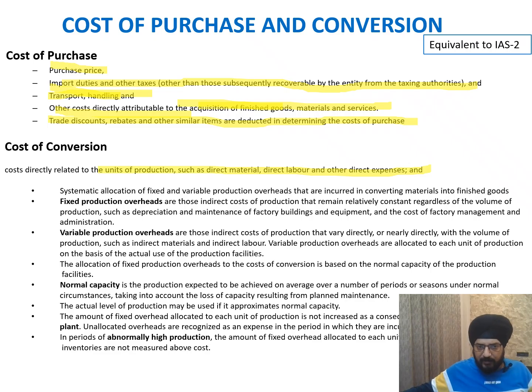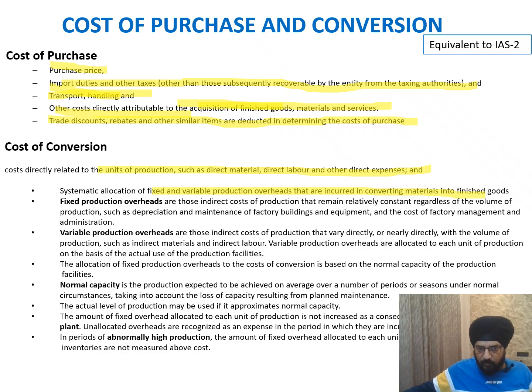A couple of points to understand about the cost of conversion. Systematic allocation of the fixed and variable production overheads that are incurred in converting the raw material into the finished goods. Management has to decide a mechanism, and that mechanism has to be bound with a rationale, for how that allocation of the overhead cost specific to the factory setup will be included as a part of my overall conversion cost.